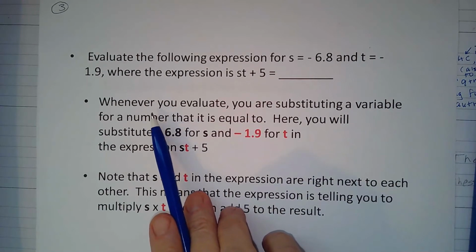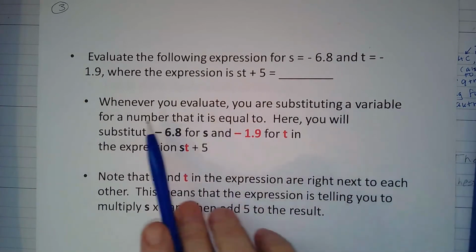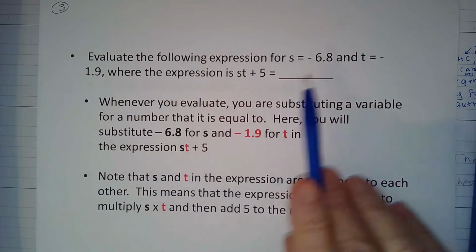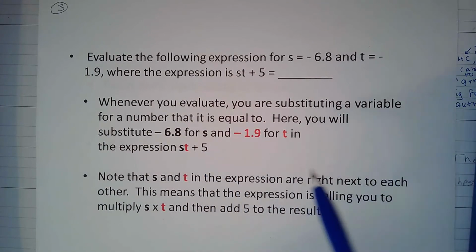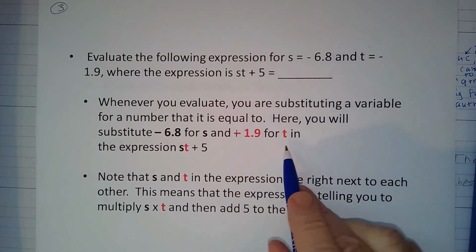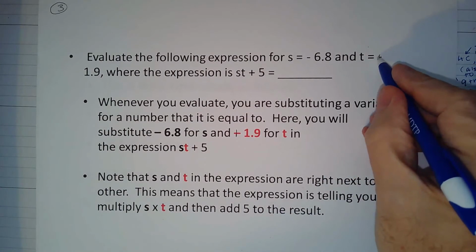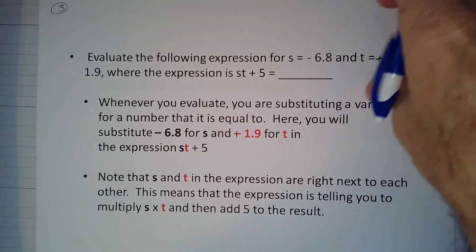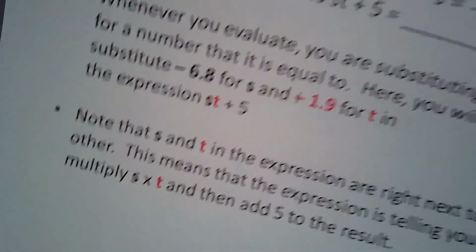Now let's see what evaluation means. When you evaluate, you are substituting a variable for a number that it is equal to. Here, you will substitute negative 6.8 for s, and for t, it's not negative 1.9, it's positive 1.9, so I'll change that, okay? Let's make sure I wrote that right. This should be positive 1.9. And let me make sure that I did that in the rest of my work, but I believe I did. Yes, okay.